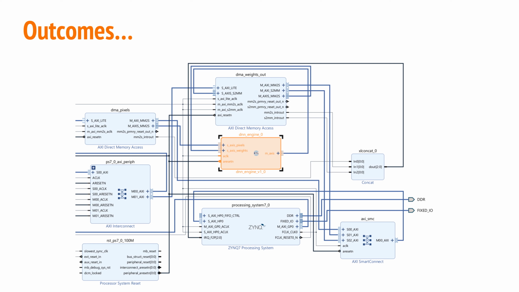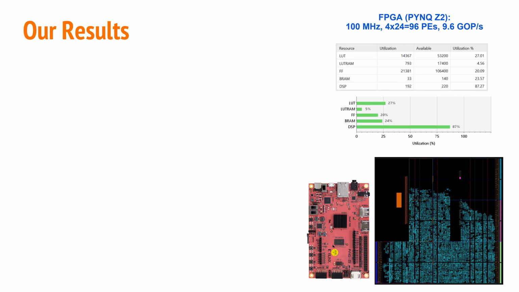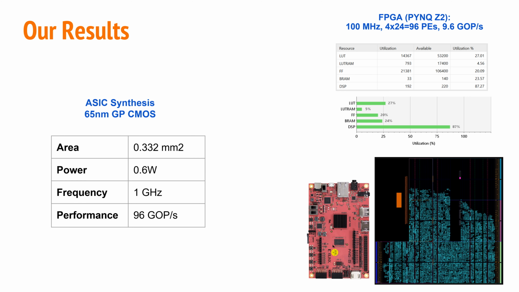So here's the block diagram generated from the TCL scripts in Xilinx Vivado. We implemented a smaller version of our design with 96 processing elements on a PYNQ-Z2 FPGA. We also synthesized the same design on a 65 nanometer GPCMOS PDK to produce these results. You can see the ASIC implementation is about 10 times more performant than the FPGA.